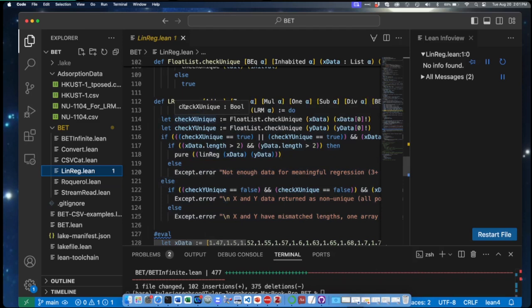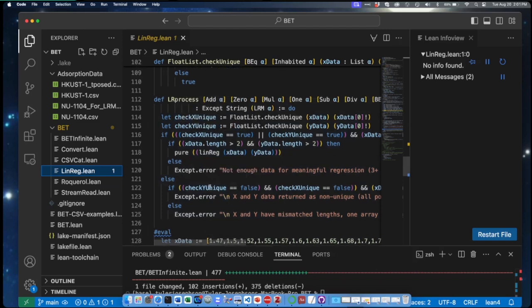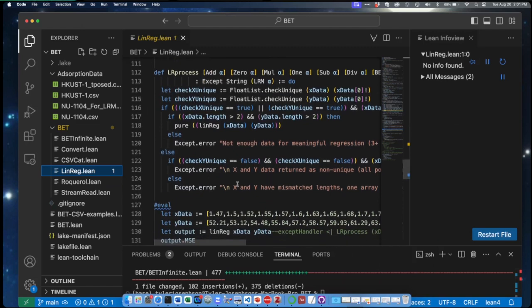Because I might have 10 different data points in my linear regression, but if all of them are the same, then I have an ill-posed problem, and I can't do linear regression on this. I can also check if they have mismatched lengths. I can't have X with 20 data points and Y with 19. That's ill-posed, so we get errors passed out if we have data sets of an incorrect size.